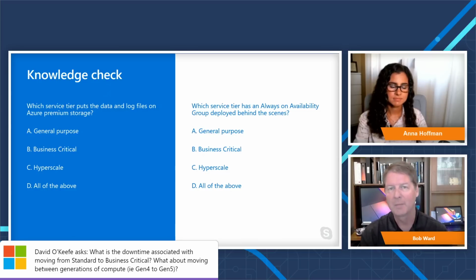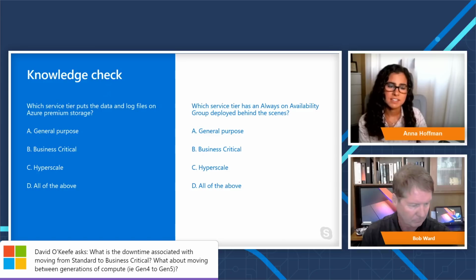Same thing between Gen 4 to Gen 5. If you're doing that in GP, that could take longer depending on us trying to find a node that has a Gen 5 type processor, right? But in the GP case, we just have to go find a new node and point to the database files that exist. So that switch within a general purpose service tier can be much faster. Anna, you kind of agree with that? Yeah, definitely. I think that's correct.